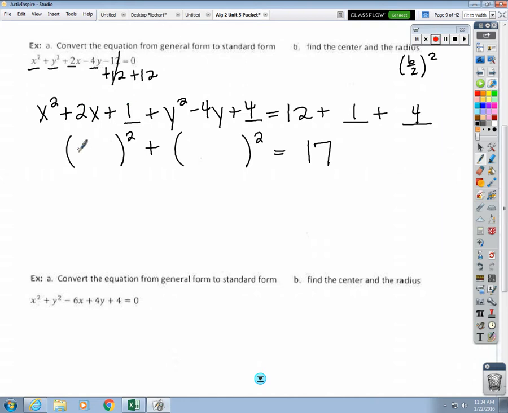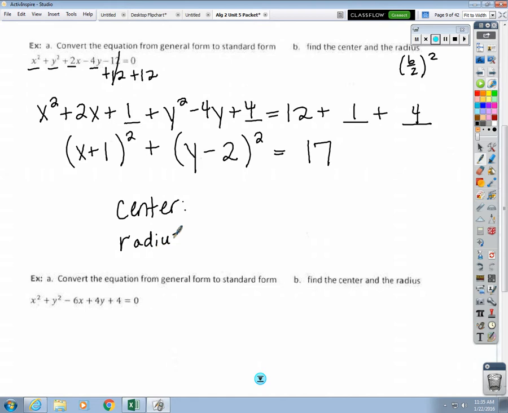Positive 1, right. 1 times 1 is 1, 1 plus 1 is 2. Over here, add up to negative 4 and multiply to positive 4. Right. So now we're done. We have it in standard form, so we are ready to identify the center and the radius.